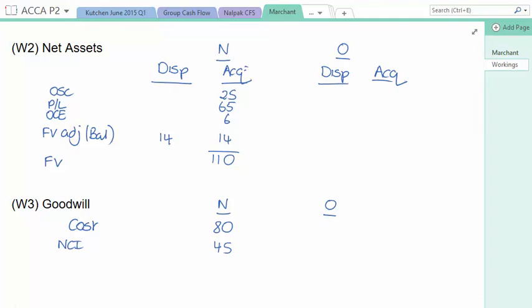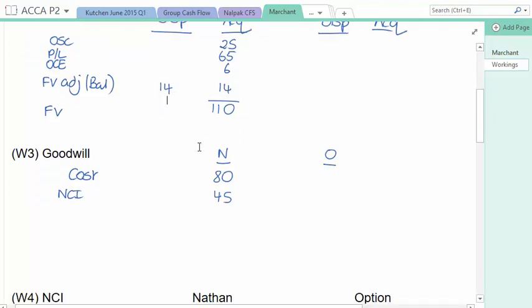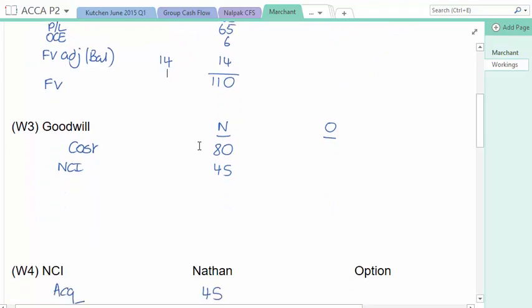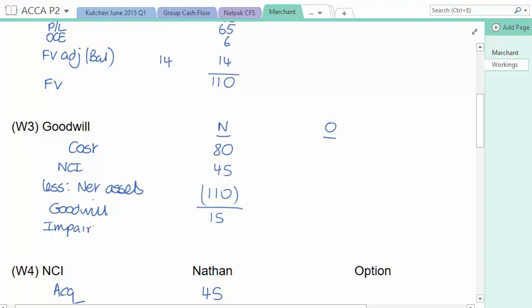It says goodwill has been impairment tested annually, and its value has been reduced by 30%. So what we can therefore do is we can calculate goodwill, because we've got all the information here, so we say less our net assets at acquisition. We've established that as being 110. So goodwill is 15. And the impairment of 20% means there's an impairment of 3 million. Should have gone through.